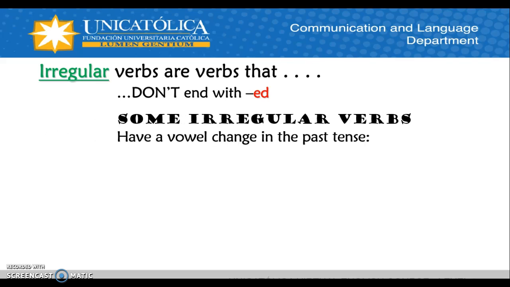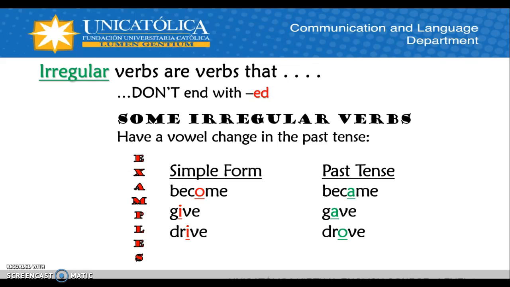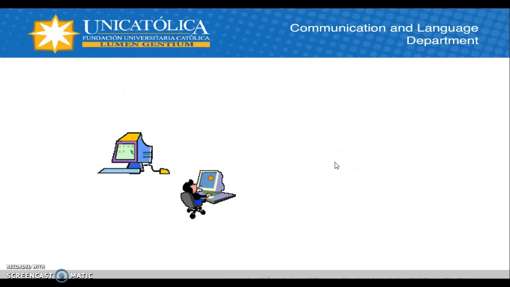Now, irregular verbs are the verbs that don't end with ed. Some irregular verbs have a vowel change in the past tense. Example, simple form and past tense. Pay attention. Become, became. Give, gave. Drive, drove. Forget, forgot. Okay? Irregulars. Now look at those pictures.